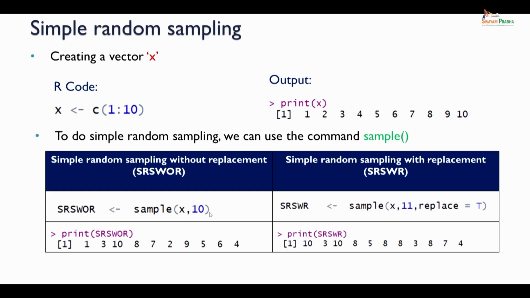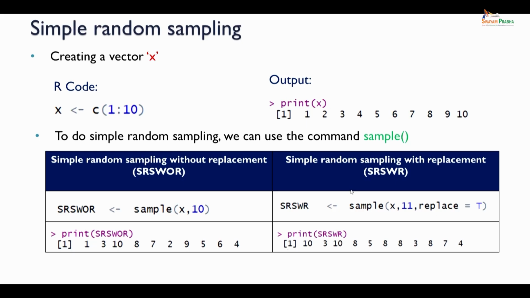This is just a simple command where we sample from the population x. When I print the samples, you can see 10 values from the vector x. You cannot see any repeated values in the samples because we have used the without replacement technique.